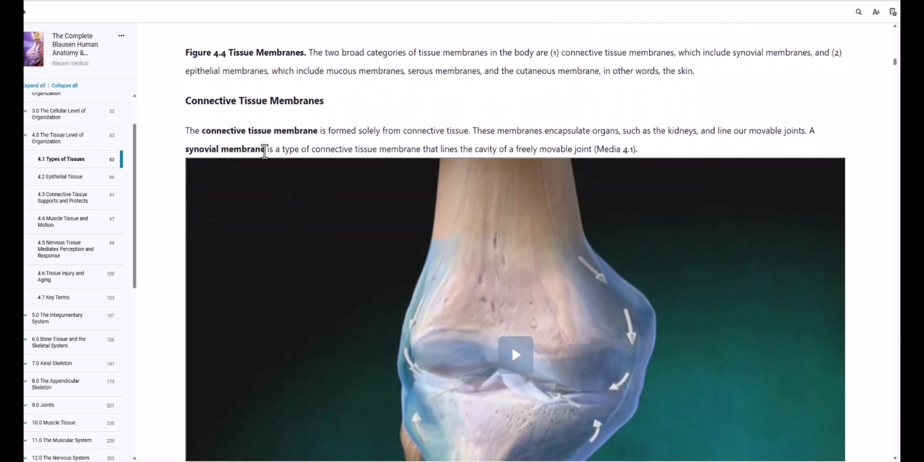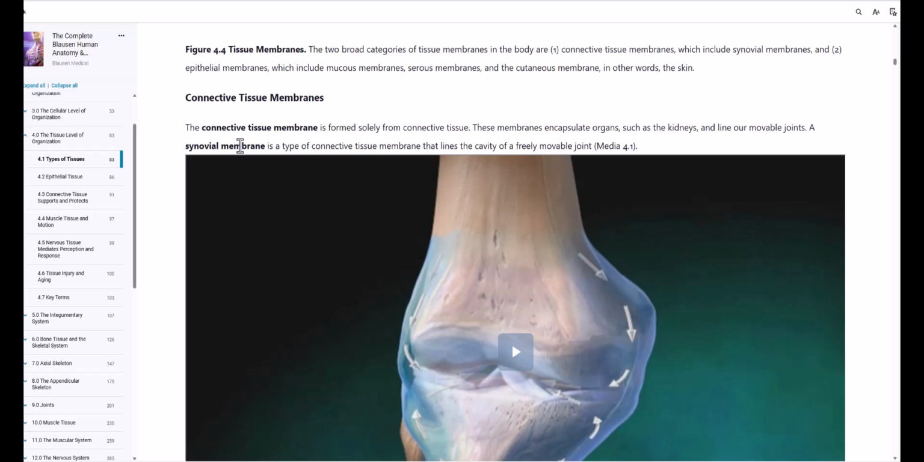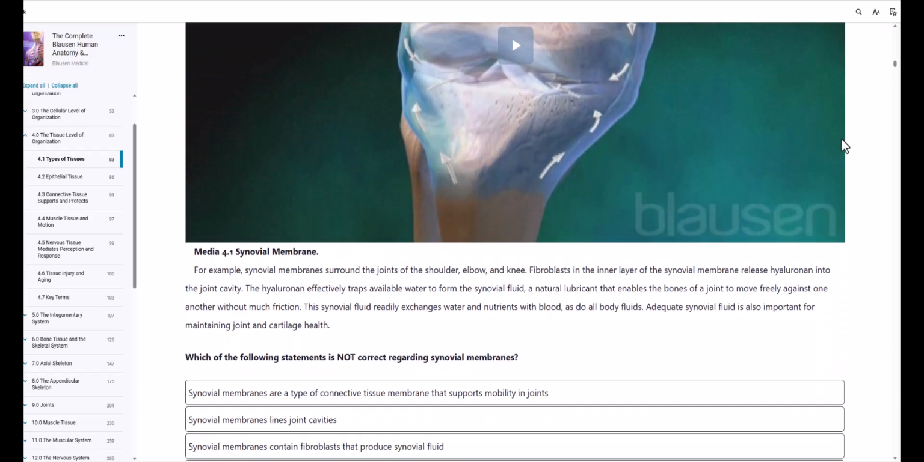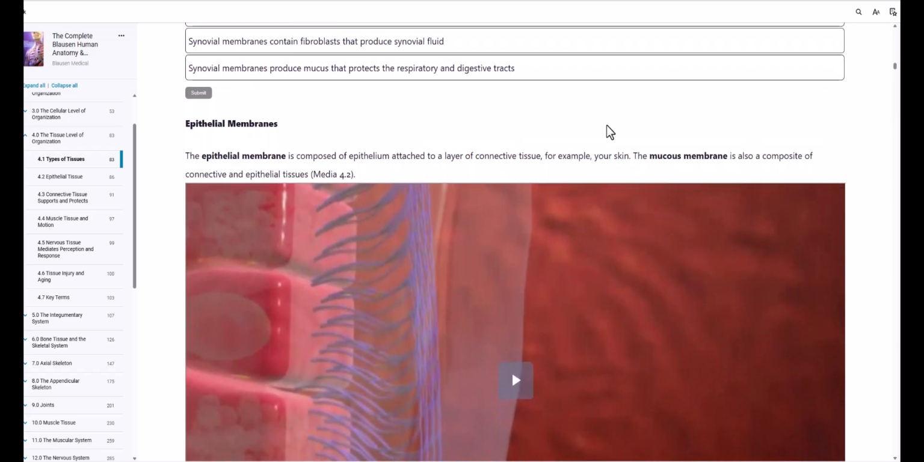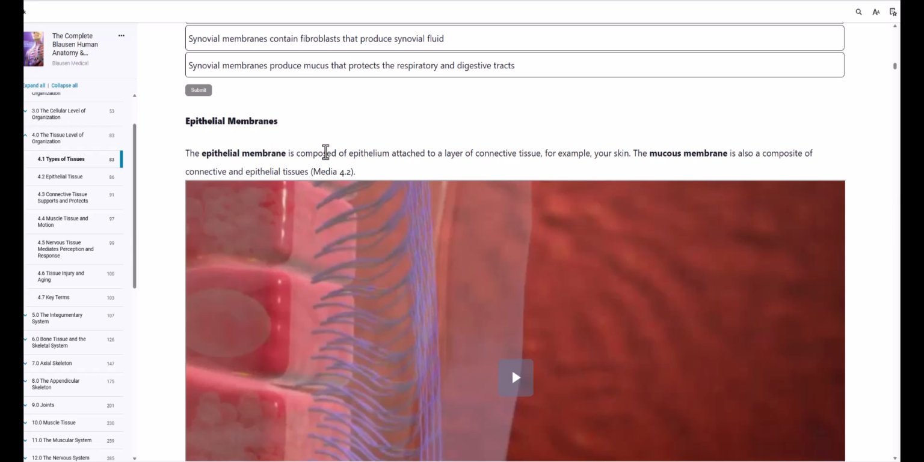Again, the synovial membrane, maybe I didn't say it just a moment ago, the synovial membrane is a connective tissue membrane. Whereas the epithelial membranes include the mucous membranes and your serous membranes.